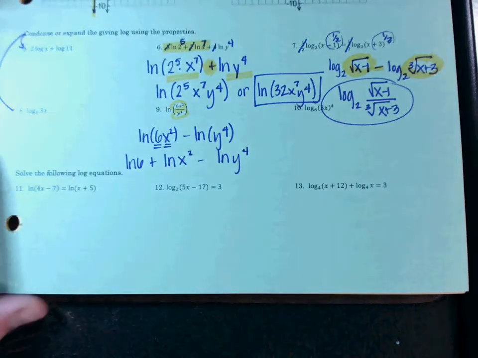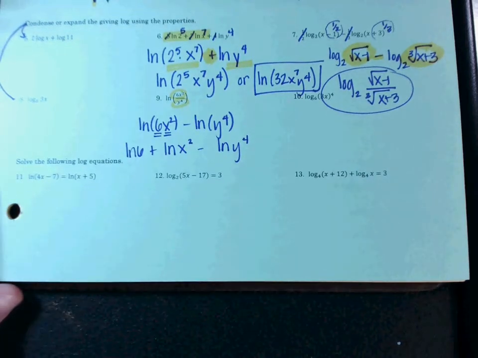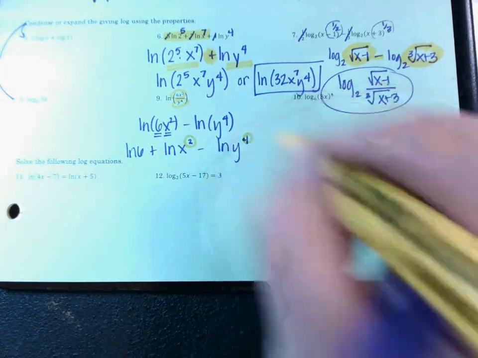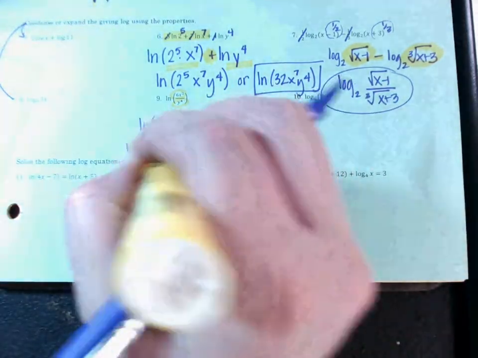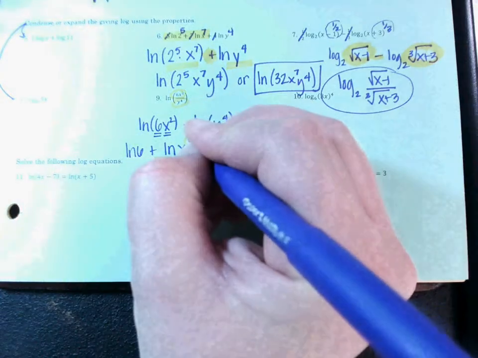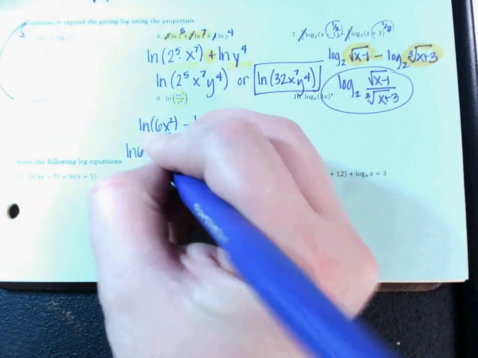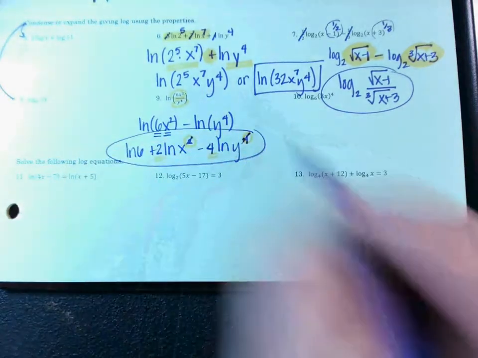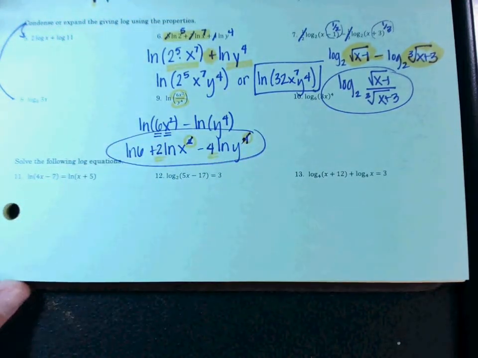Now there's one other thing that you can do to those now that they each have their own log, and that's the exponent. Remember, all these little numbers up top need to move down to be in the front. So for your final answer, I'm going to be lazy and just cross them out. Okay, I'm going to cross my 2 out, put it here. I'm going to cross my 4 out and put it here. And that would be your answer for expanding.